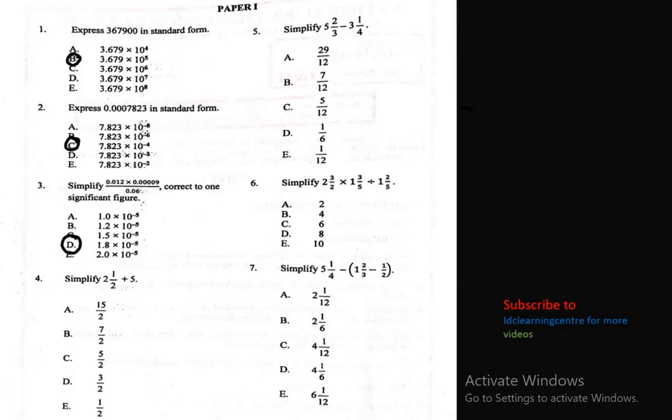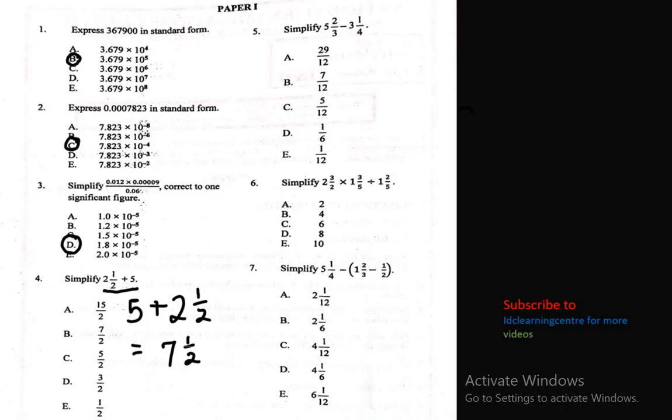Question number 4 says simplify 2 whole number 1 out of 2 plus 5. This is very easy. All we need to do is rearrange. The 5 is a whole number, so I can rearrange this as 5 plus 2. 5 plus 2 is 7, and then 1 over 2.